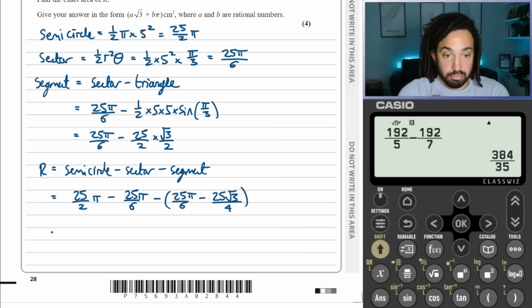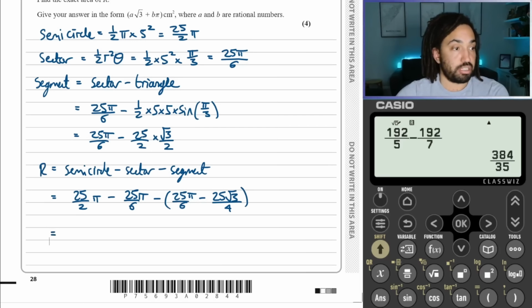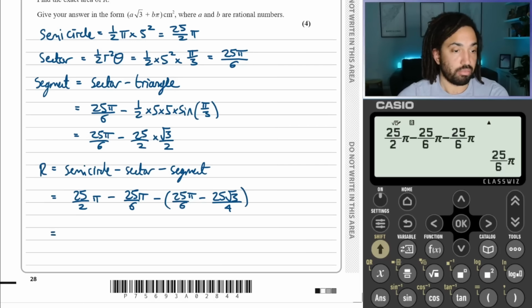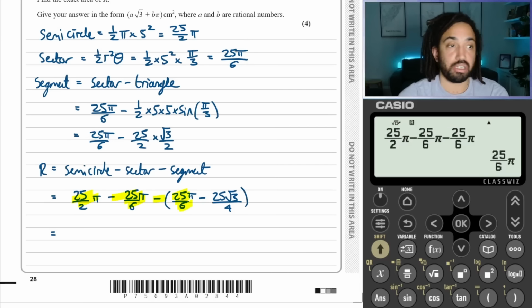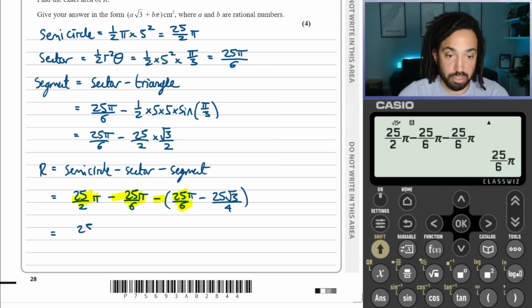Okay, so perhaps I'm going to put this into our calculator. I've just done the pi's separately because we need to give it as an exact form. So I've done this, this, and then I've minused this as well. We're going to keep the pi separate, and that's going to give me 25 over 6 pi. And then this negative here and that negative is going to make a positive, so plus the 25 root 3 over 4.